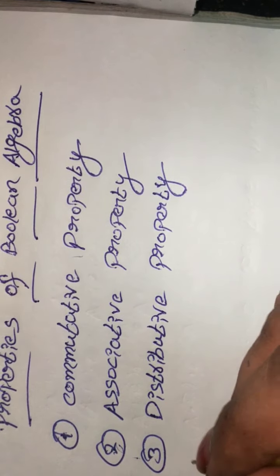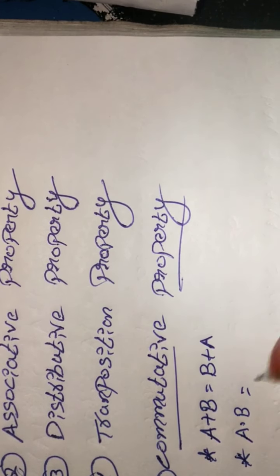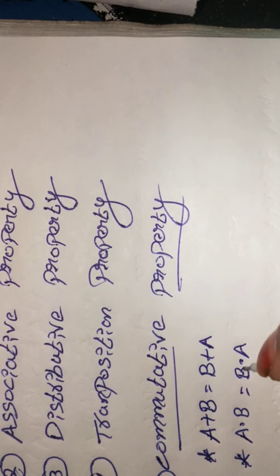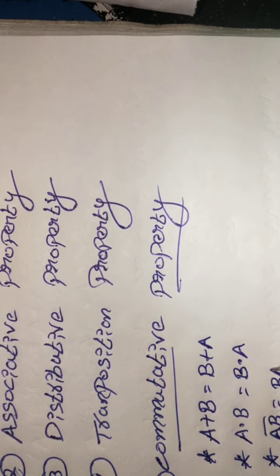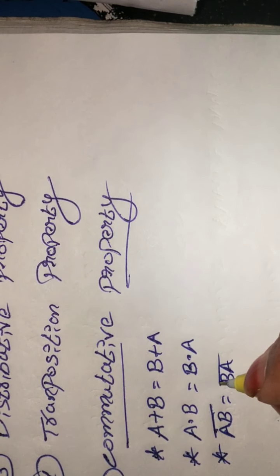Commutative property. The commutative property states that A plus B equal to B plus A, and A dot B equal to B dot A. Finally, AB whole bar equal to BA whole bar.